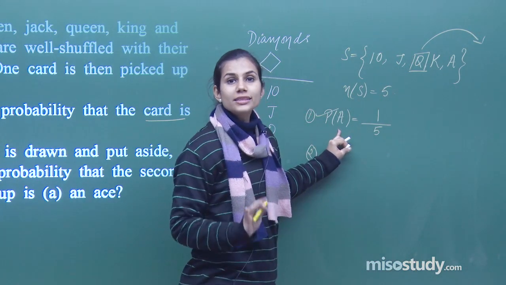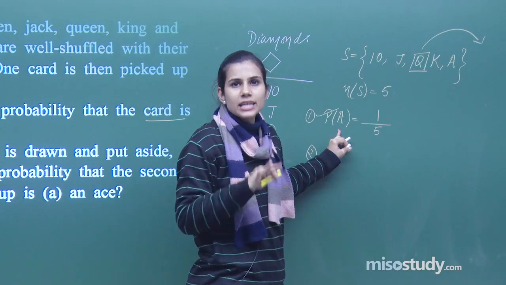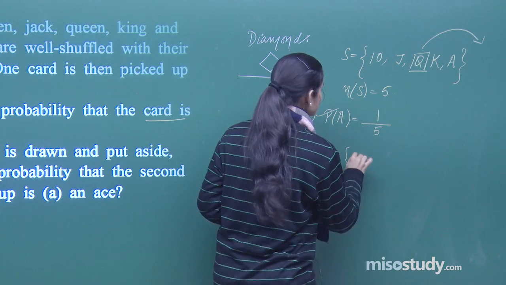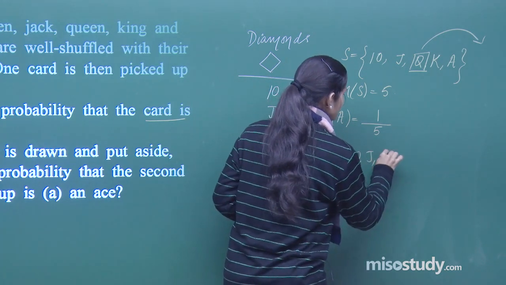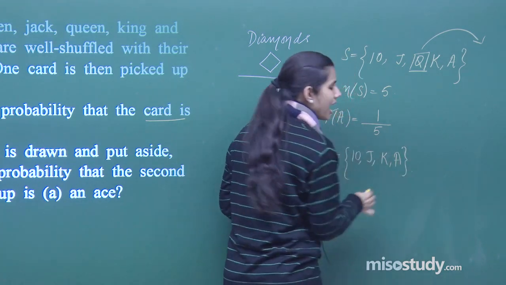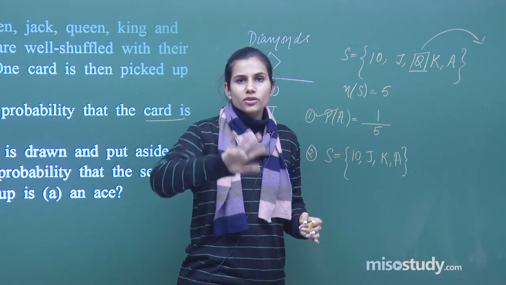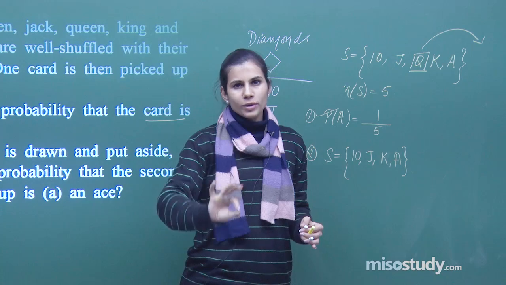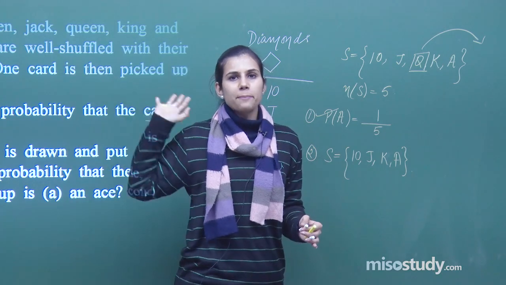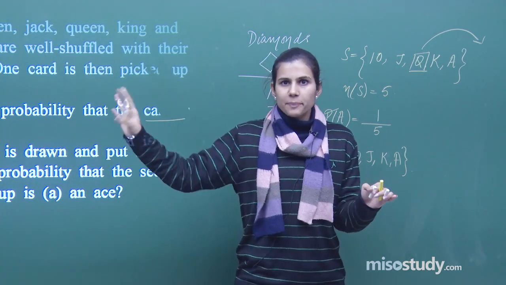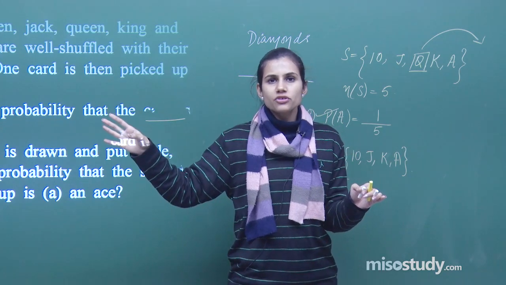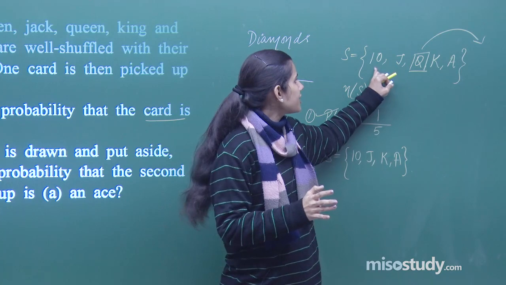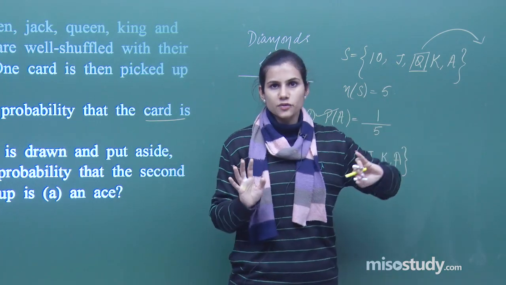So now, in total, the cards which have their face downwards are 4 cards. My new sample space is 10, Jack, King and Ace. I cannot pick up a queen now because it has already been kept aside after being picked up. Queen is out of this list now. So now I'm only left with 4 cards: 10 of diamonds, Jack of diamonds, King of diamonds, Ace of diamonds.